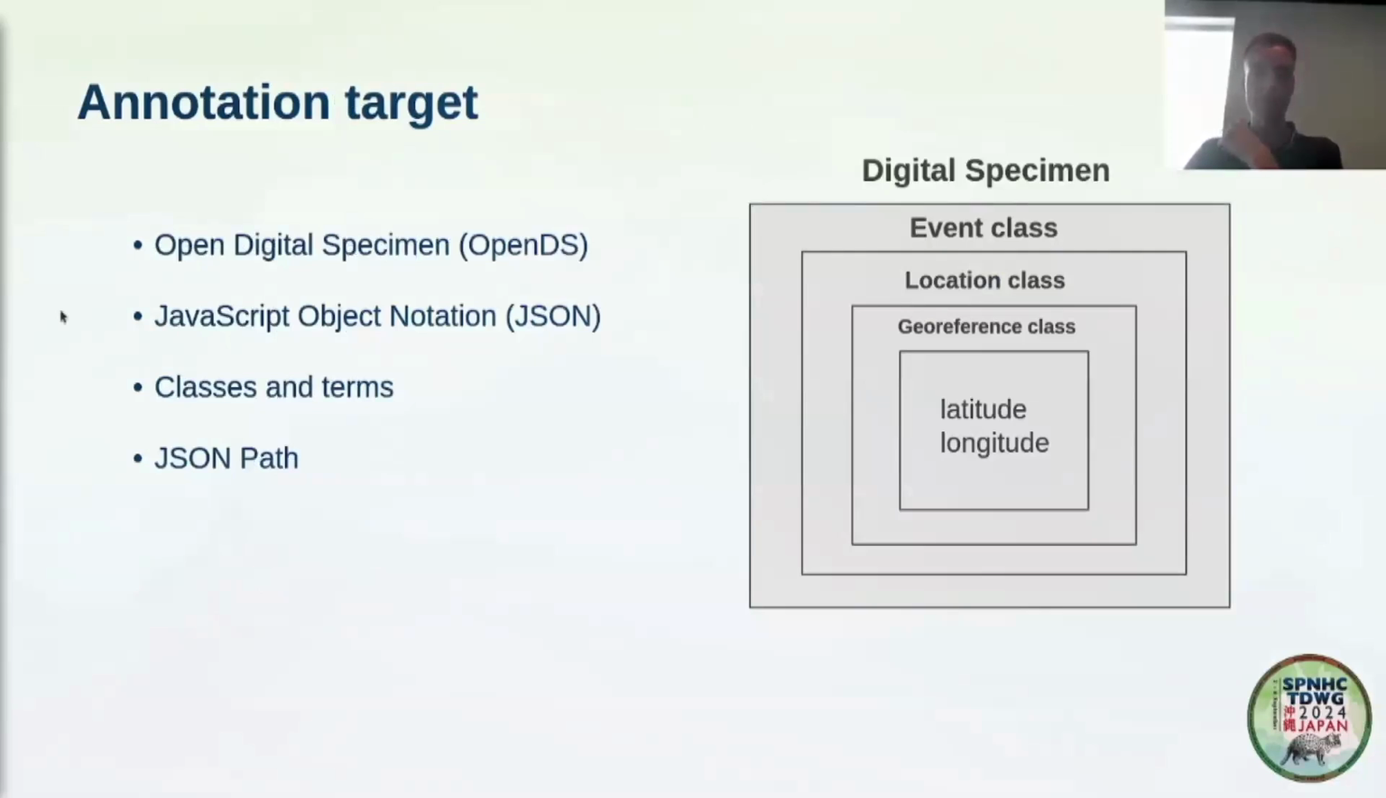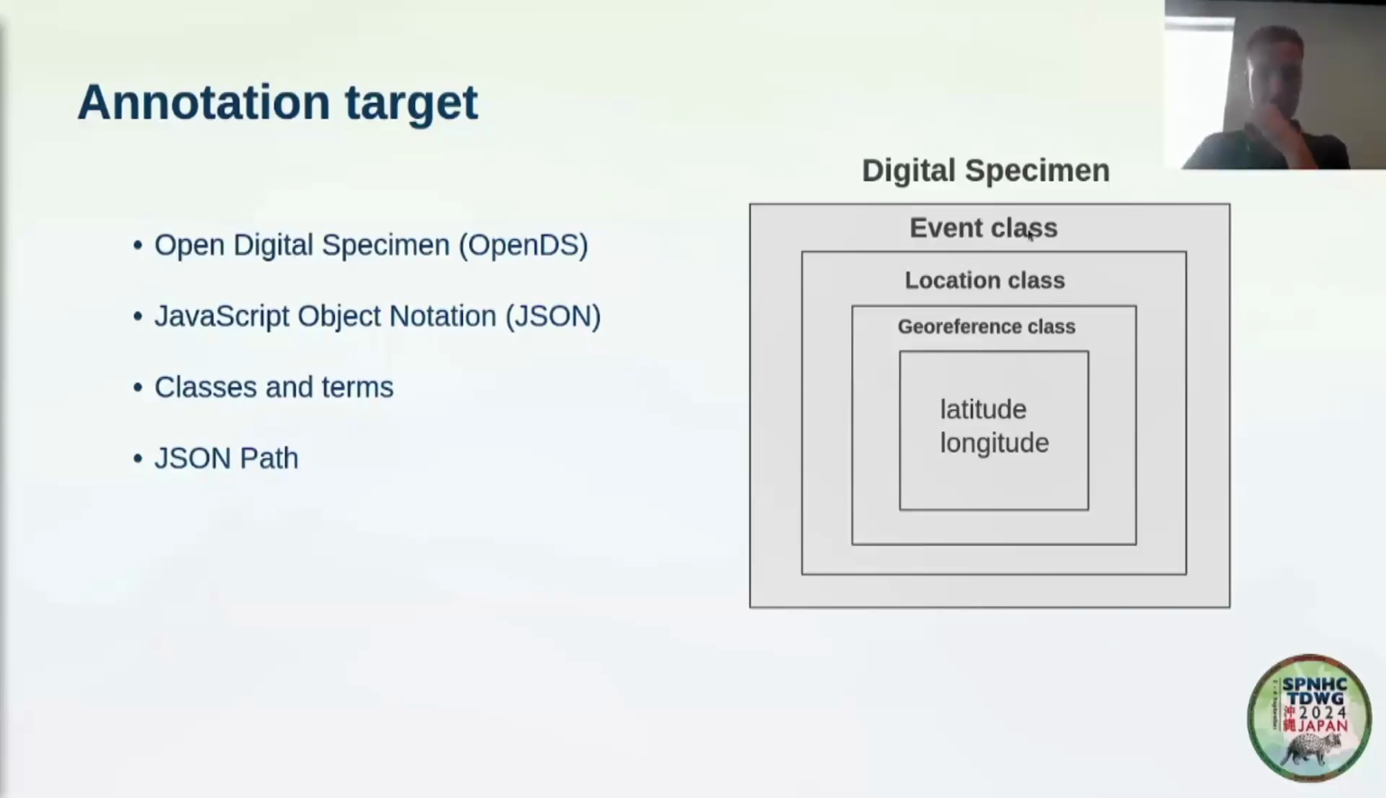Starting with the annotation target, which specifies on which part of a digital object you are making an annotation. In our case, being a part of a digital specimen or media. And a digital specimen contains lots and lots of different classes and terms, which adhere to the Open Digital Specimen Classification, OpenDS for short. This mostly reuses existing terms, for example from Darwin Core and ABCD. And OpenDS is structured using the JavaScript Object Notation, JSON for short.